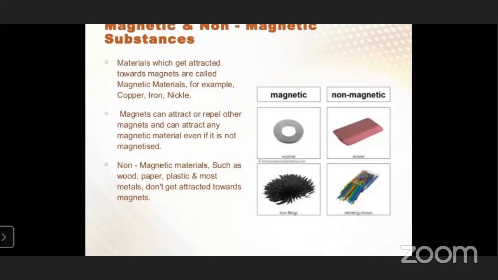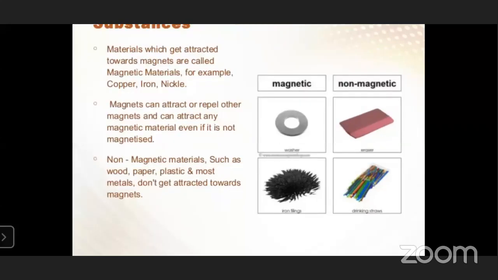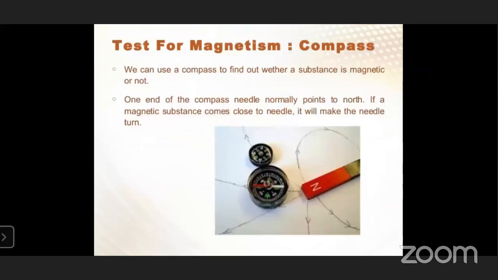Okay, all of you sit straight. Please try to pay attention. Now, children, when we roll the bar magnet in the soil, we see some iron filings stick across the bar magnet.